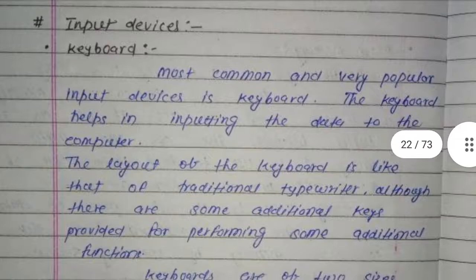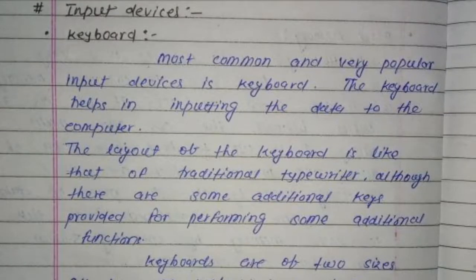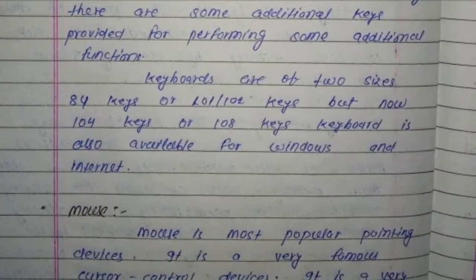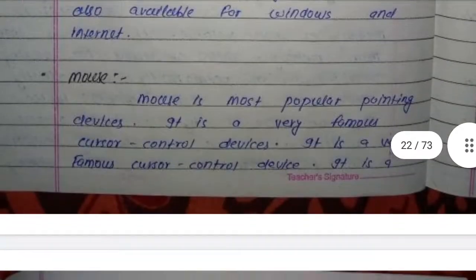Input devices. Keyboard. The most common and very popular input device is the keyboard. The keyboard helps in inputting data to the computer. The layout of the keyboard is like that of a traditional typewriter, although there are some additional keys provided for performing additional functions. Keyboards are of two sizes, 84 keys or 101 or 102 keys, but now 104 keys or 108 keys keyboards are also available for Windows and Internet.